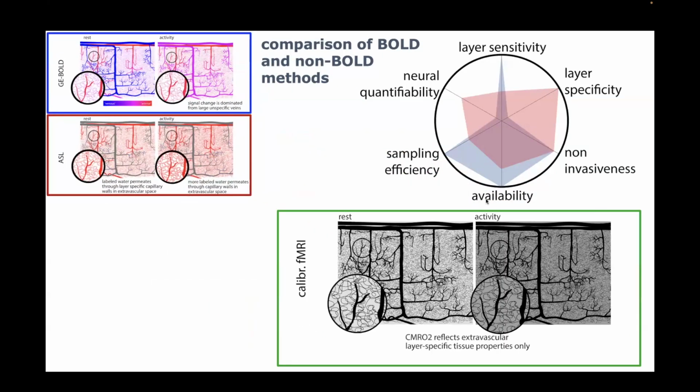Next, let's look at calibrated BOLD, which is really shining with respect to neural quantifiability. The rest of them is kind of not ideal. With layer specificity, we don't really know. It's kind of as good as the models are.